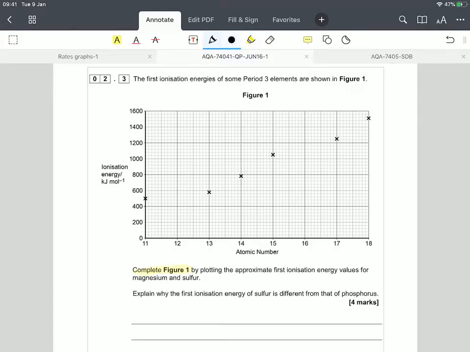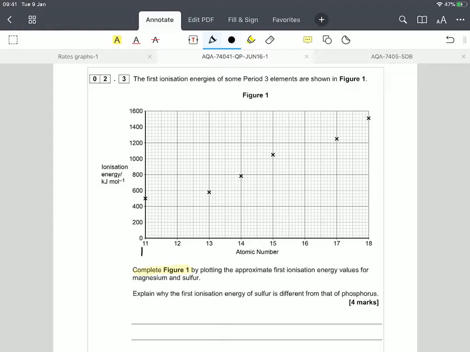If you looked at it carefully, you'd probably realise that, but you may miss it if you're being silly and you just get straight to the explain part. It says complete figure 1 by plotting the approximate first ionisation energy values for magnesium sulfur. So, again, they've not helped you too much here because they've just given atomic number.